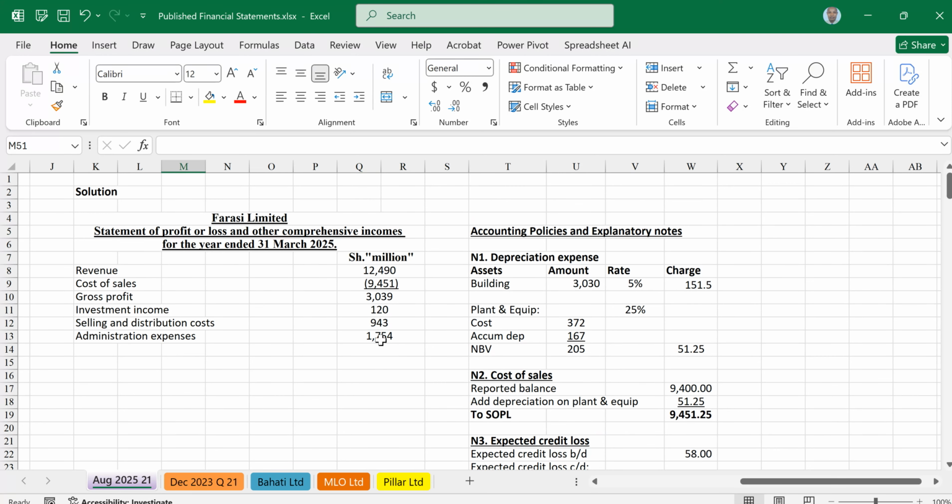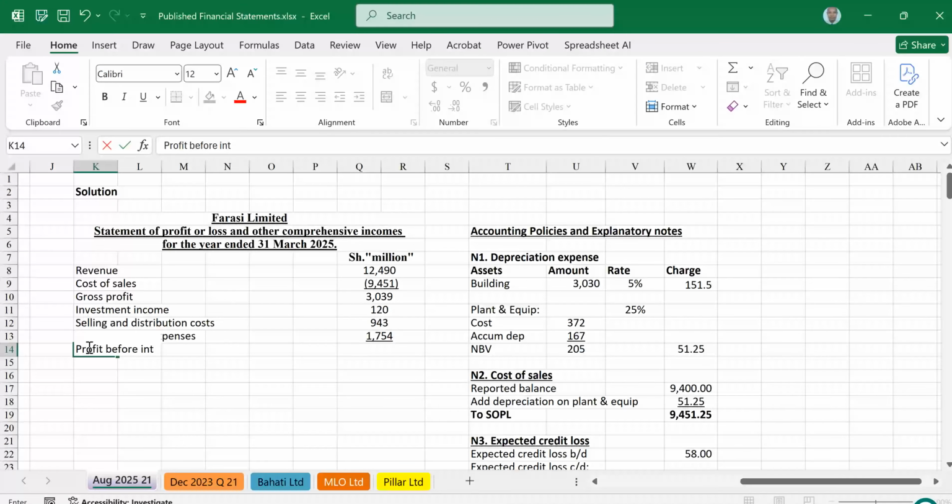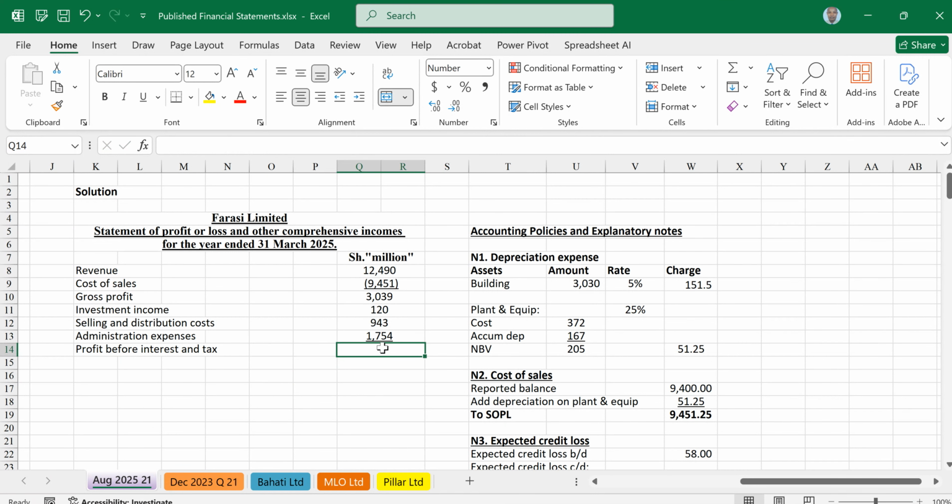Now, but before you get finance cost, you want us to get operating profit. That is the profit before interest and tax. Profit before interest and tax. Now the profit before interest and tax, alt equal.